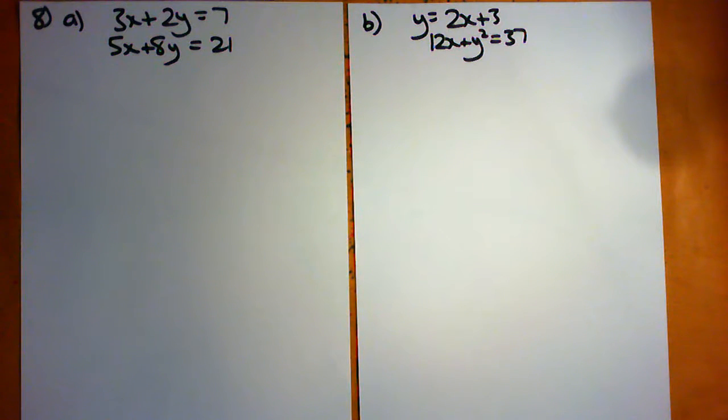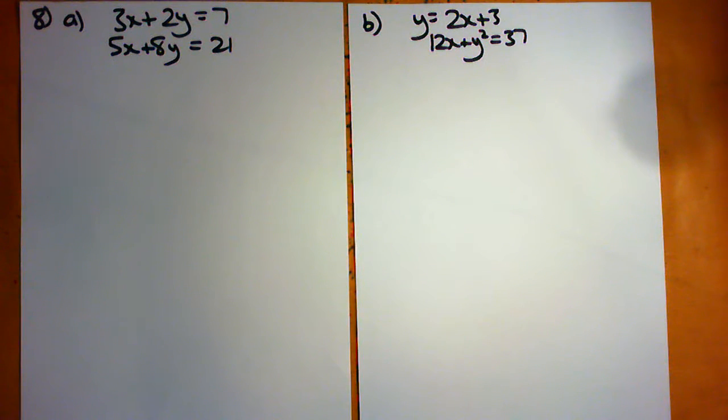Hello viewers, tutorial 13 question 8, and we have a couple of simultaneous equations problems to solve. So the first one is the pair of equations 3x plus 2y equals 7 and 5x plus 8y equals 21. Both equations have an x and a y on one side of the equation, which means it looks like it's ready to go for elimination.